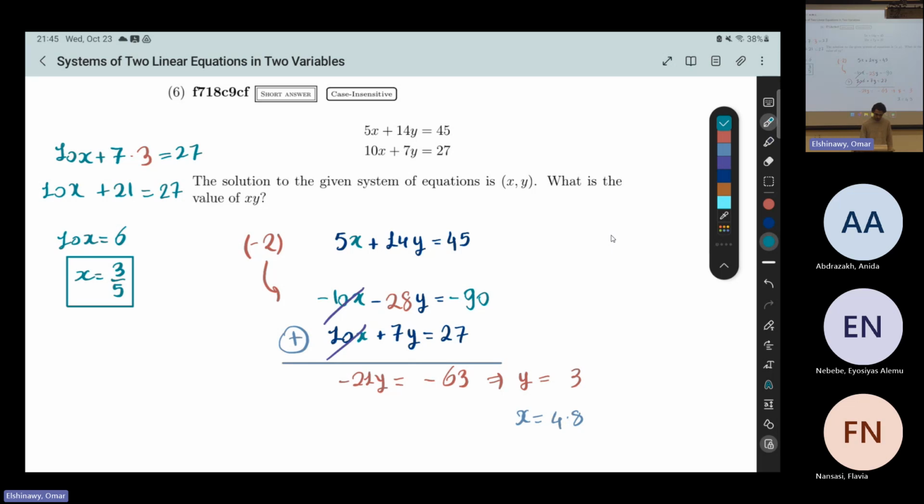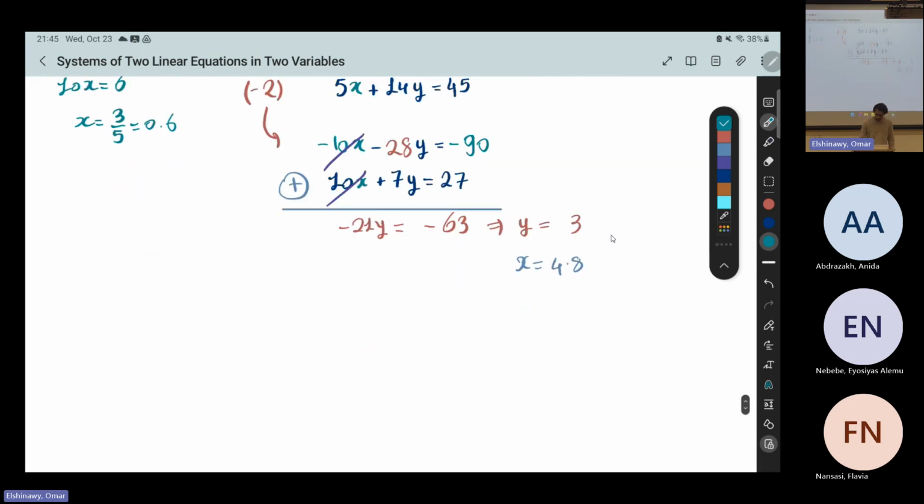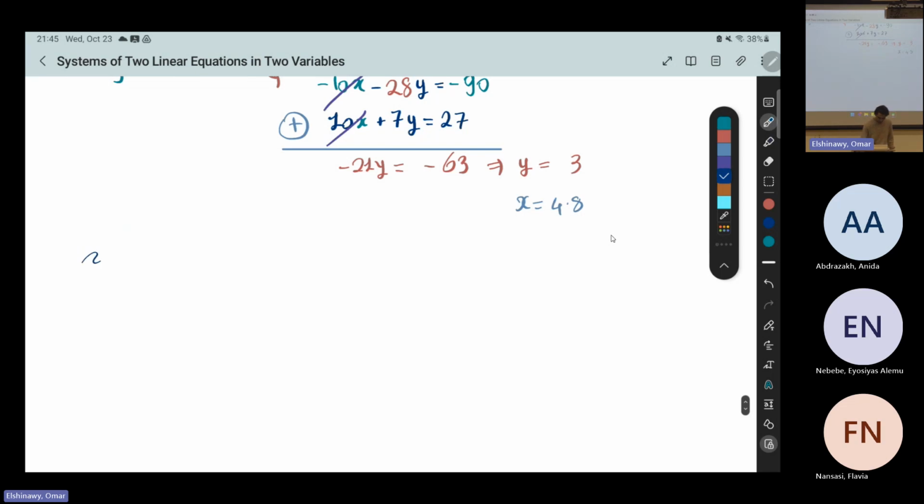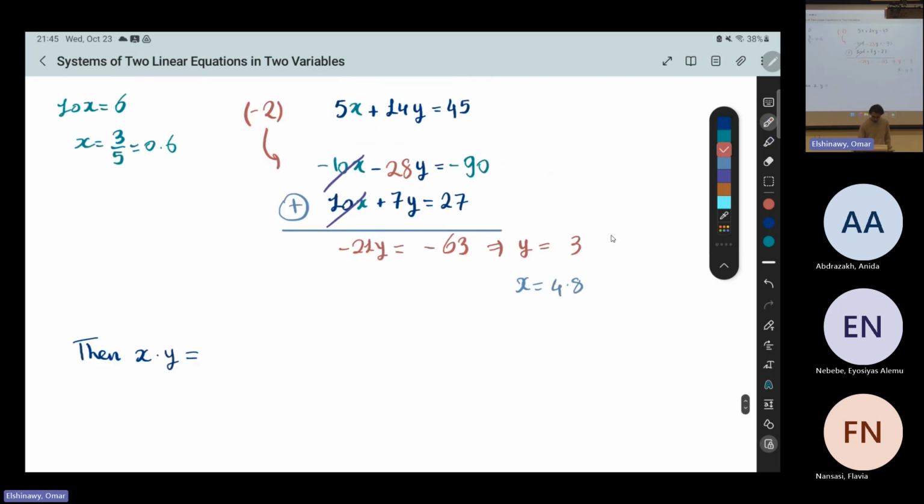Yeah, 0.6, 3/5. Okay, but what is the question really asking us? It's asking us to find x times y. So in that case, x times y would be 3 times 0.6, which will be what? 0.6 is 3/5. Yeah, 9/5 or 1.8.